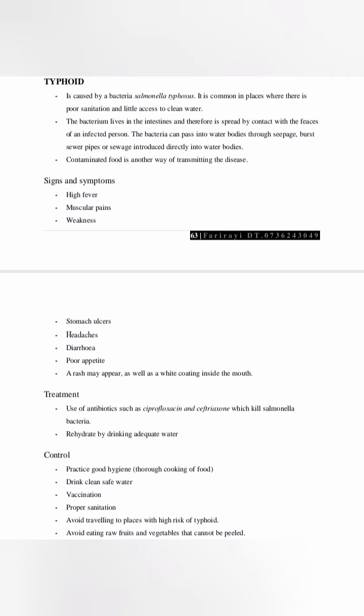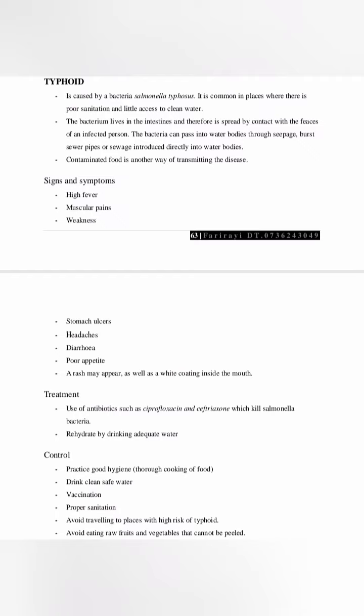Now let's have a look at typhoid. So this one is also caused by a bacteria, and it's Salmonella typhosus. At least I can pronounce this one, right? This is very common where there is poor sanitation and people don't have any access to clean water. So this bacteria lies in people's intestines.